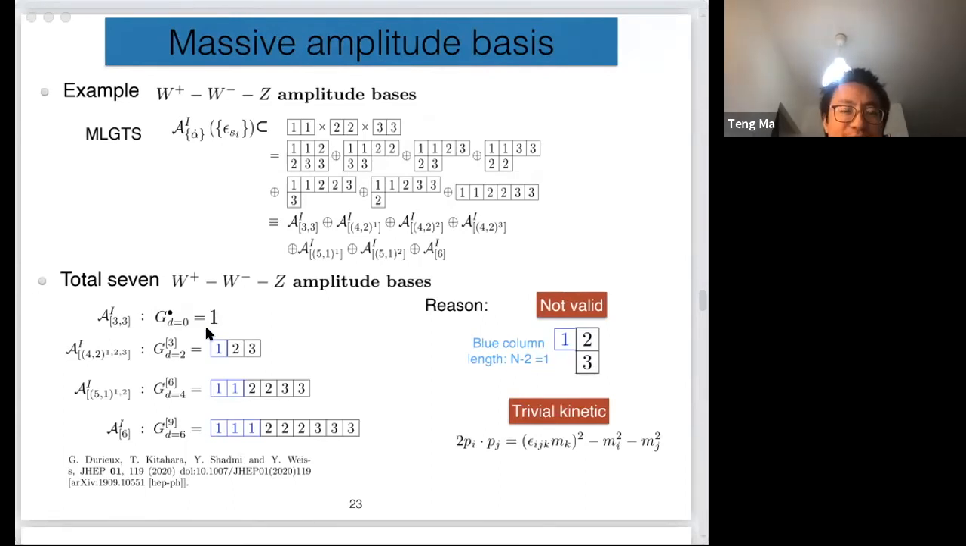So the conclusion is that there are a total of seven operators for the three massive vectors. This is consistent with the conclusion in this work. The reason why the G basis is finite is that we cannot find a valid U(3) Young tableau with two W rules. This is because the blue column length is only one, it's n minus two, which is one. The physical reason is that the minus-helicity variable is trivial in the three-point amplitude.